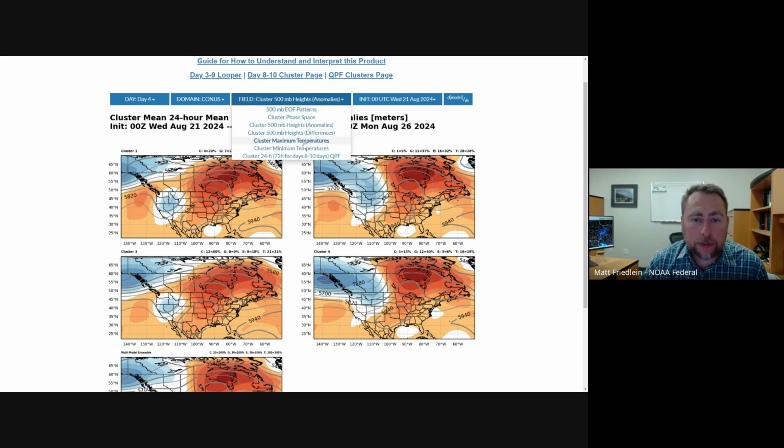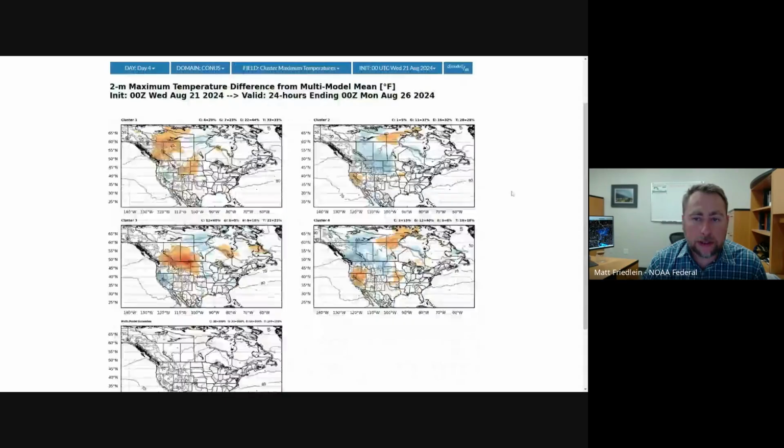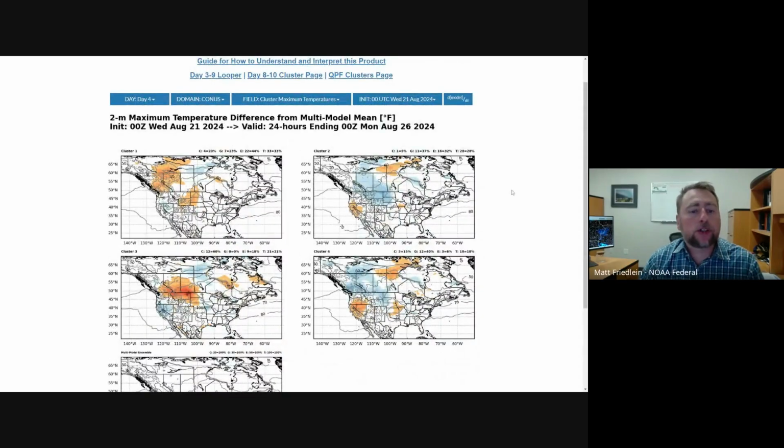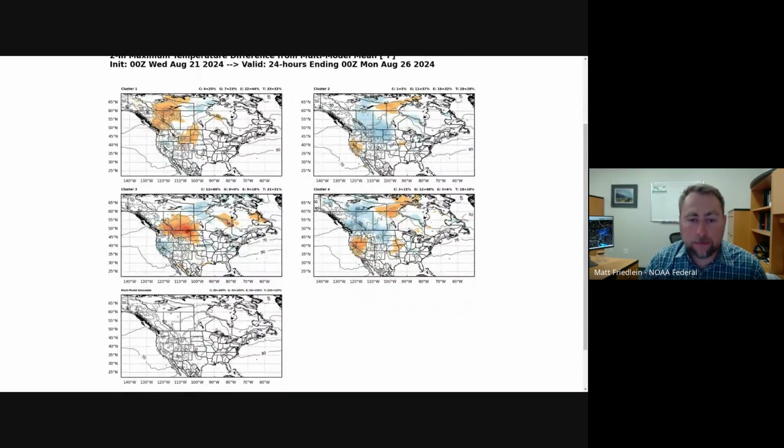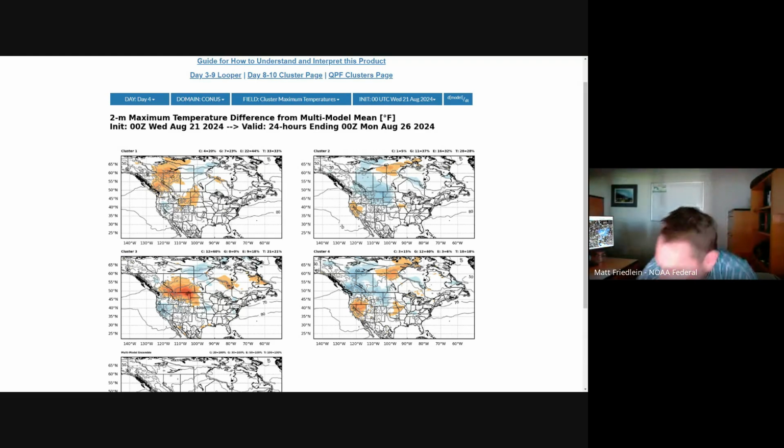So let's look at those temperature differences. This is maintaining the same clusters that we just looked at, and the temperature differences from the multi-ensemble mean. So this is not anomaly, this is differences now from the mean. And not surprisingly, for that western South Dakota region, we see warmer temperatures with the scenarios that these clusters are indicating, which is more of a closed, slower low in the Intermountain West. And then with these, a cooler solution on the right-hand side.